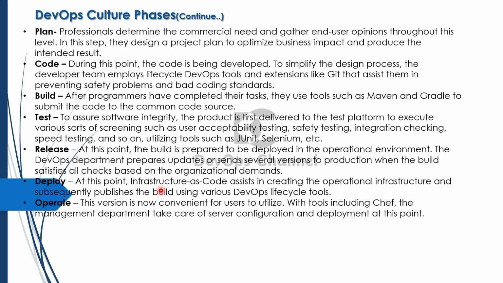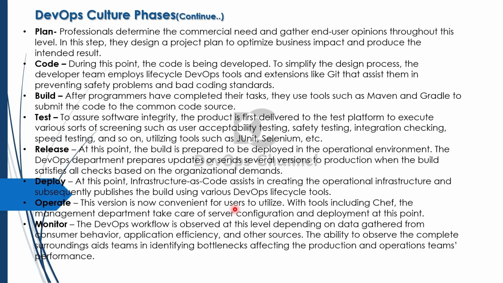Next one is operate. Now you have deployed the code. How can you operate it? If you want to scale down or scale up, how can you do that? Also, if you want to add some feature at the infrastructure level, how can you do that? This phase handles that.